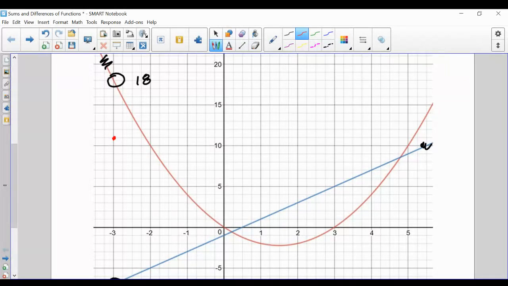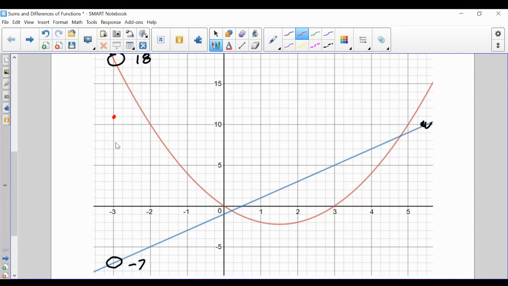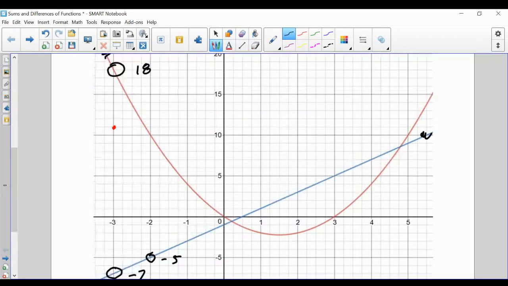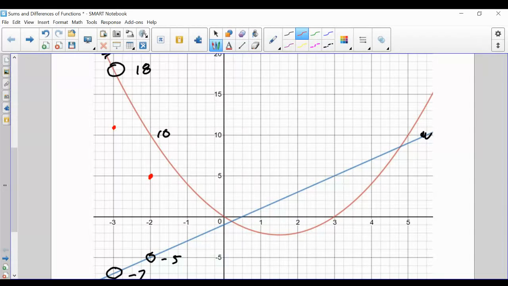All right, let's keep going now. Remember, we have to go from minus 3 to 5. So let's go to minus 2 now. Minus 2 on one line is right here at minus 5. On the other line, it's at 10. I'm just going to add those 2 points together, 10 and minus 5, which of course gives me 5. I'm going to stay along this line right here. And there comes my second point.